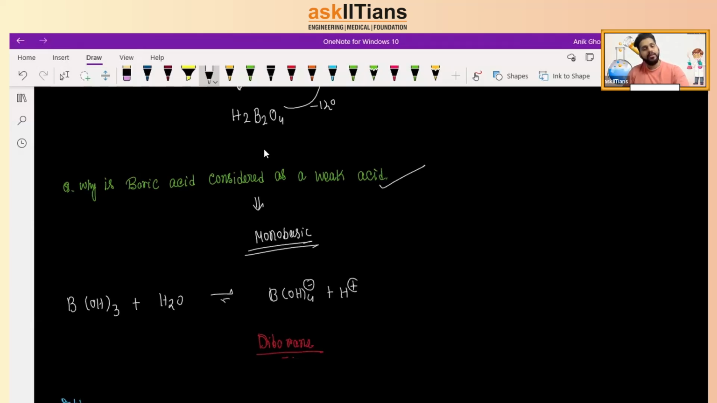Now, why is it a weak acid? Because, guys, it is based on the dissociation of water. Water itself is a weak substance, right? So as a result, the dissociation of water is always less. So the OH- and the H+ forms are always less. So the H+ released after dissolution of B(OH)3 is definitely not that high. That's why it's a weak acid.